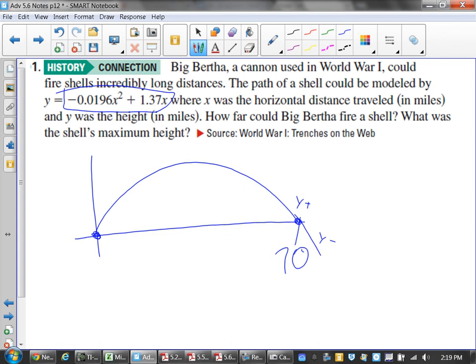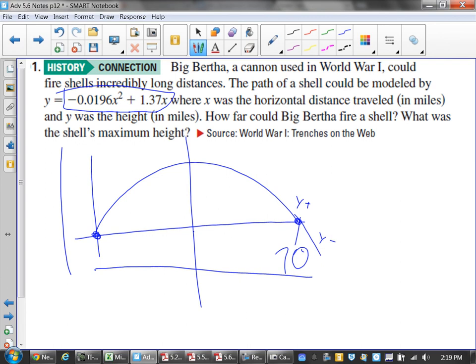Now the next part of the problem says, what would the maximum height be? We're talking here horizontal distance, right? This is vertical distance. Horizontal is your x value, vertical is your y. So what happens halfway between 0 and 70? 35 for your x value. What's it going to kick out for your y value then? Like 24-ish? 23.9.